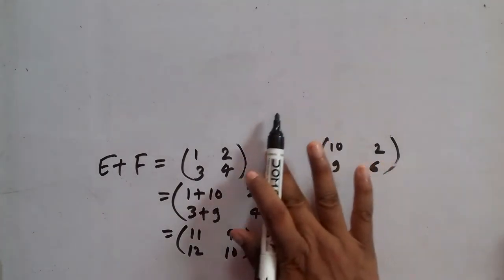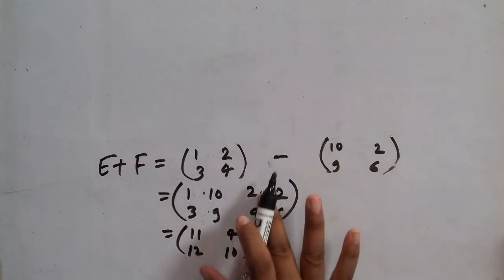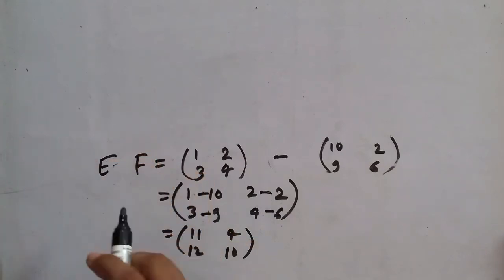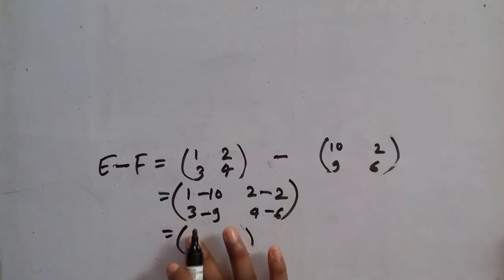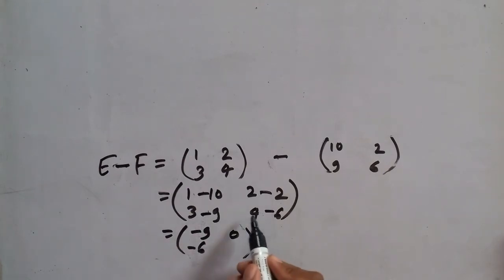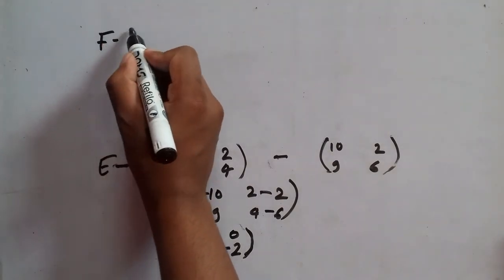Similarly, we can subtract also by writing a minus sign, then all of these will be minus. Then we have found E minus F is 1 minus 10 is minus 9, 2 minus 2 is 0, 3 minus 9 is minus 6, and 4 minus 6 is minus 2. Like this we can find the subtraction of E and F. E minus F and F minus E we can also find.